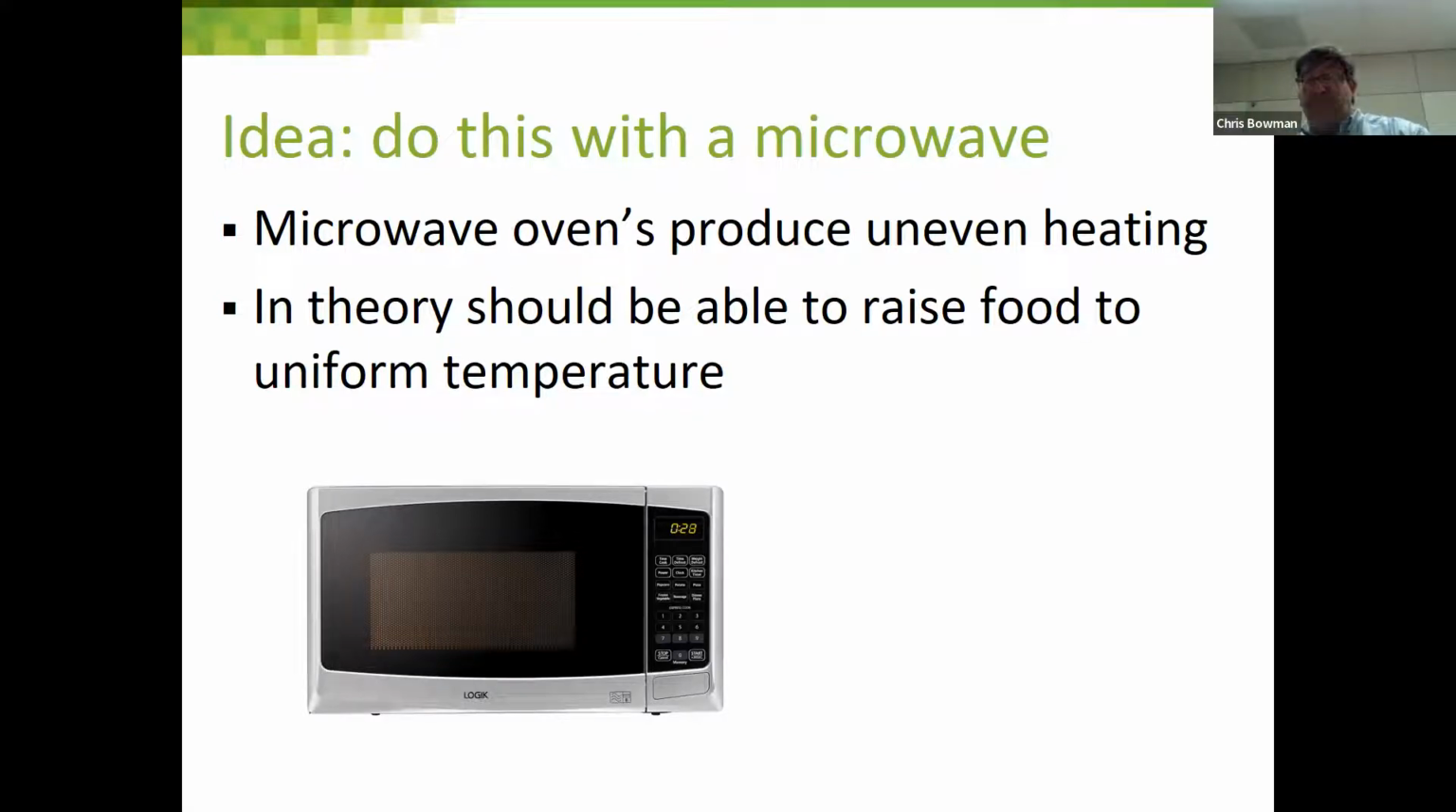They're notorious for being uneven and producing hot spots and cold spots and uncooked places and just not being very uniform. But in theory, if you had a good engineer with some good sensors and some good controls, could you set something up that would let you raise the temperature of a piece of food uniformly throughout using microwave radiation? I'm not sure. I don't have any idea how to do it, but that's the idea.